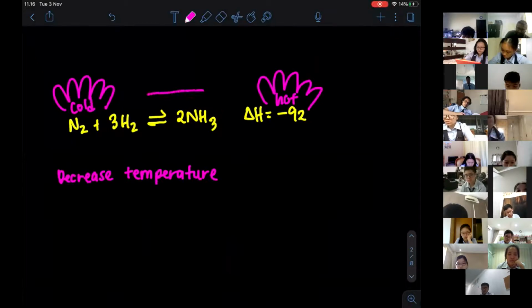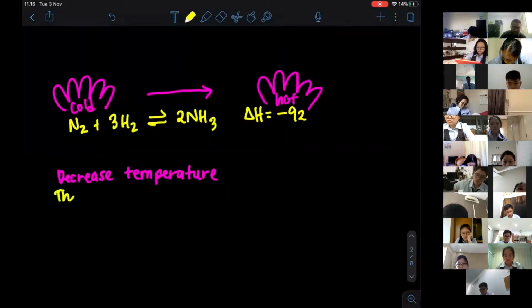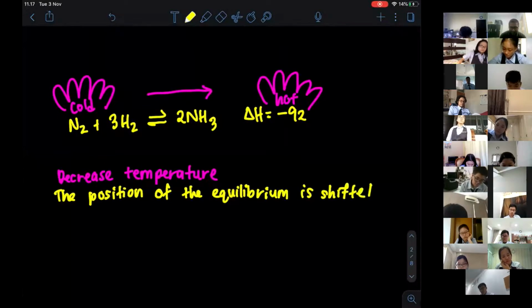Yes, so the position of the equilibrium is shifted to the right, but I want you to keep that in your thinking process only. But when you write down the answer, you just write down the position of the equilibrium. Okay, the position of the equilibrium is shifted to favor what? Klienta.